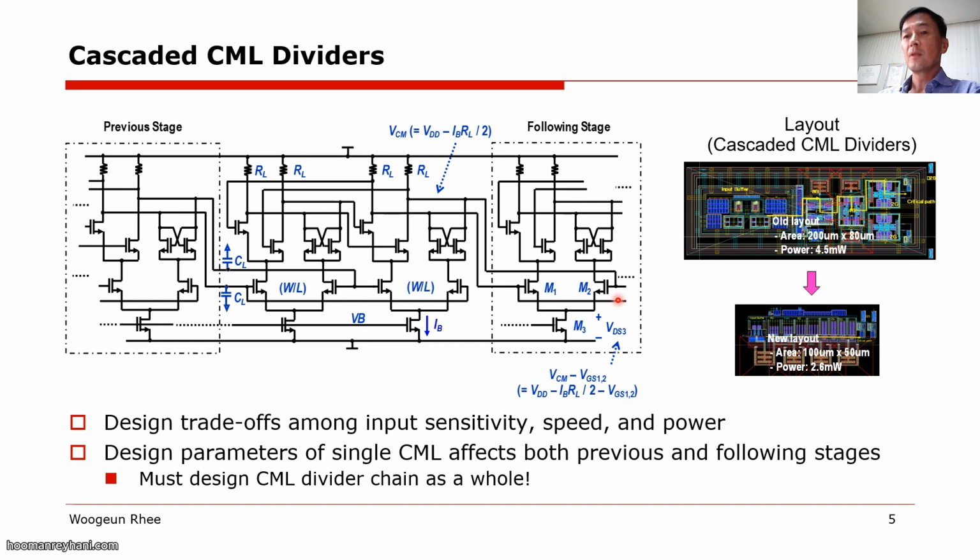And also, when you design a CML divider, cascaded dividers, how to set the right voltage swing, because the voltage swing also sets the common mode voltage of the following stage. And then those will be all considered together. So in conclusion, you must design a CML divider chain as a whole. And then also do not design individual dividers, even in the layout, individually, like a digital logic.